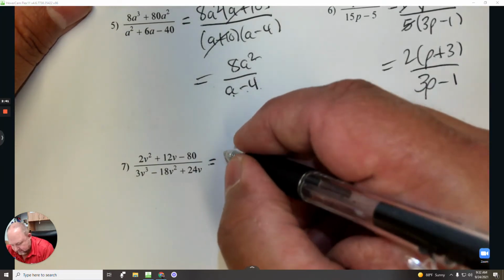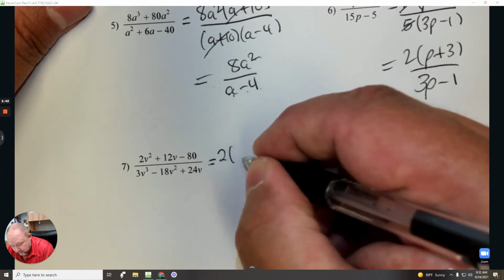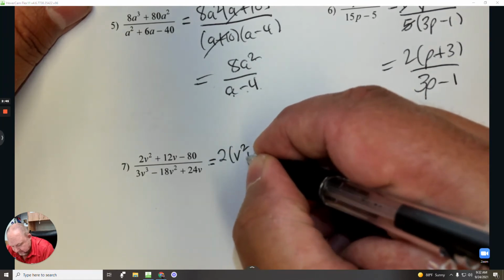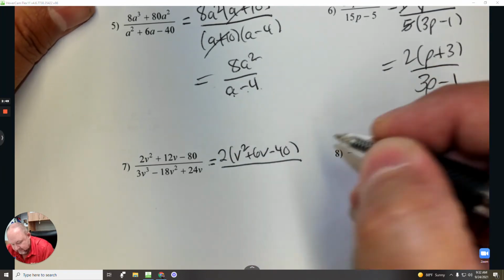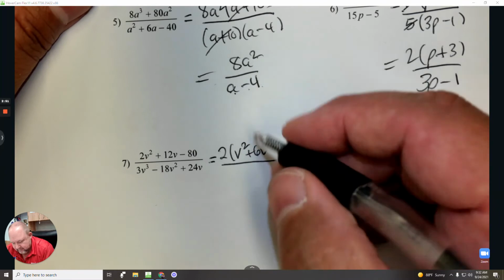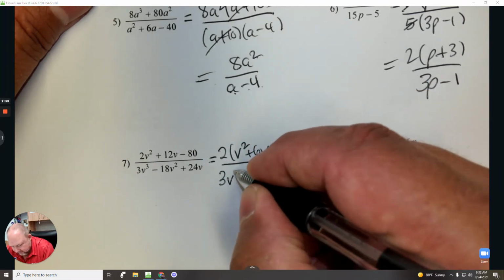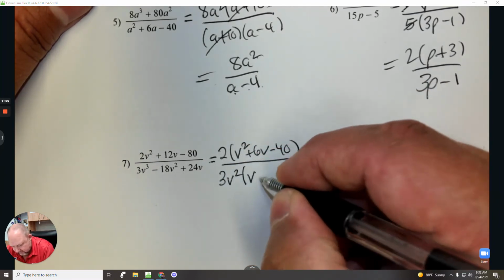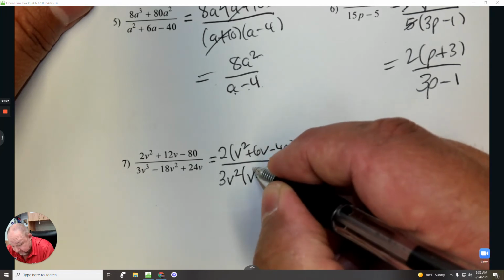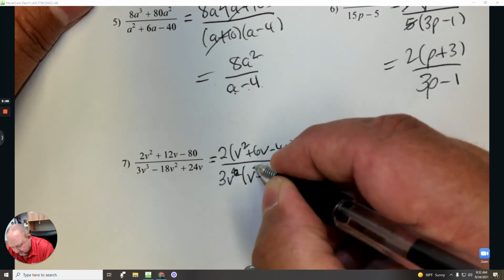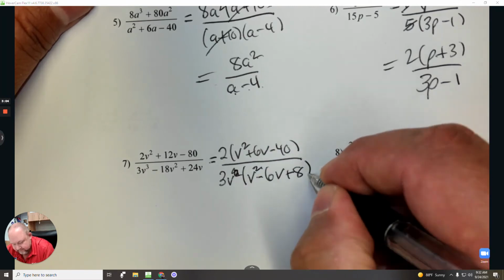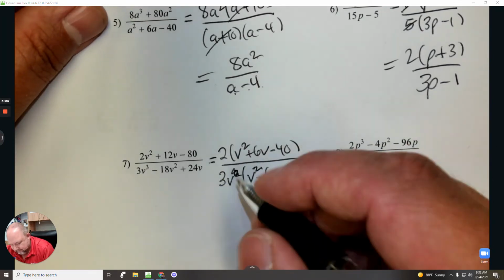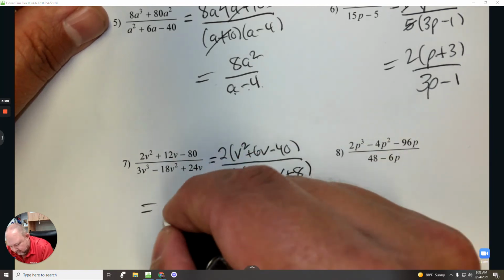Here, we're going to factor out a 2v, no, just a 2. So it's v plus 6 minus 40. In the denominator, we have a v and a 3. So 3v squared. That's v, take away 6, just v. That's v squared minus 6v plus 8. By dividing, we can continue to factor here.